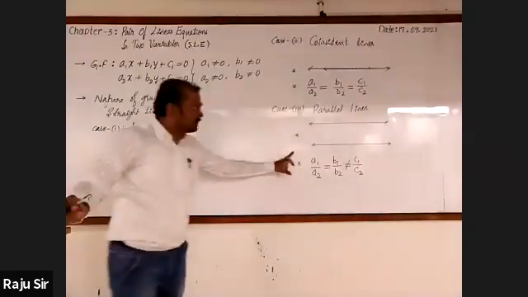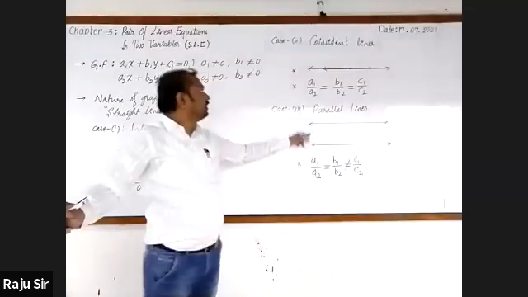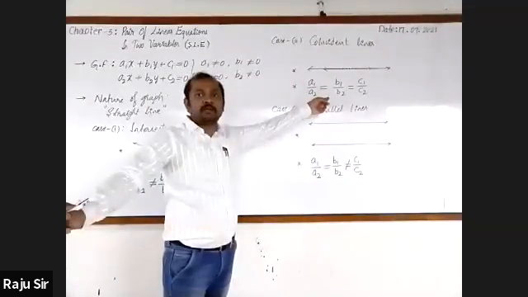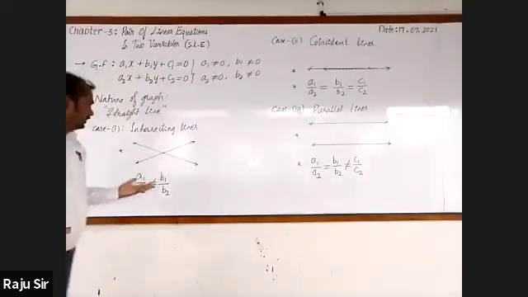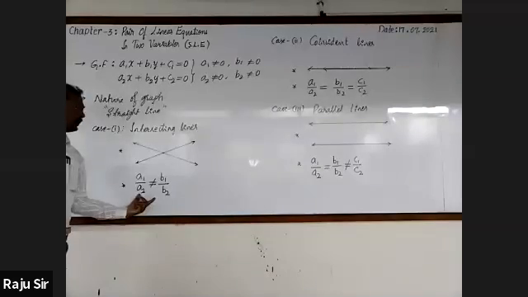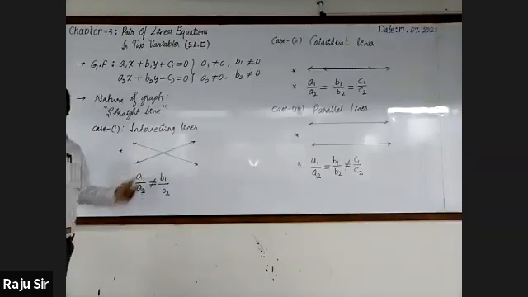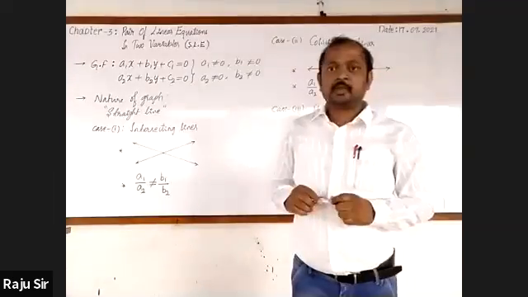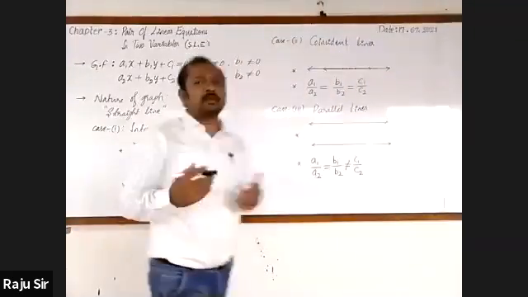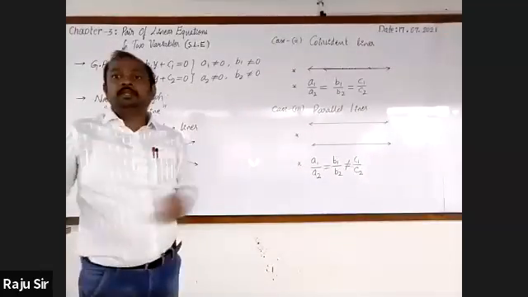If this condition holds good, you can say that the lines will be parallel to each other. If all three ratios are equal, the lines will coincide with each other. If the first two ratios are not equal to each other, the equations have a unique solution, which means the lines will intersect at only one point. Got it? Now, we shall focus on the graphical representation of these equations.